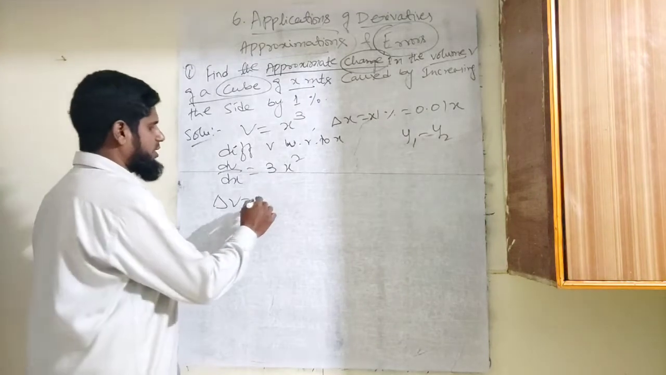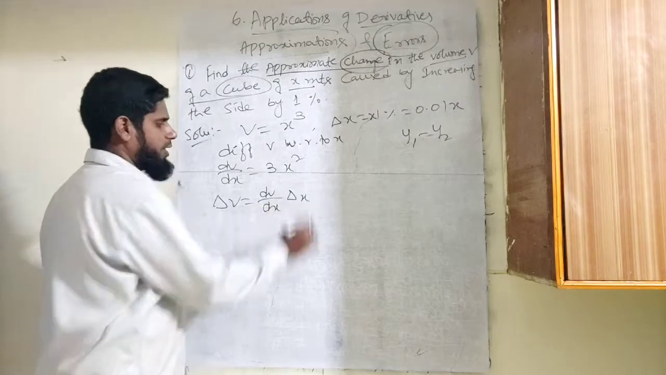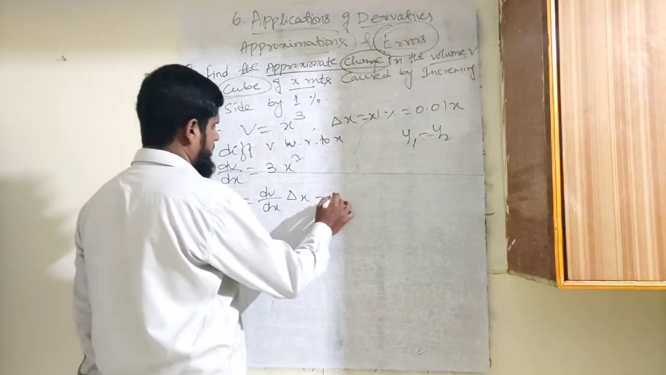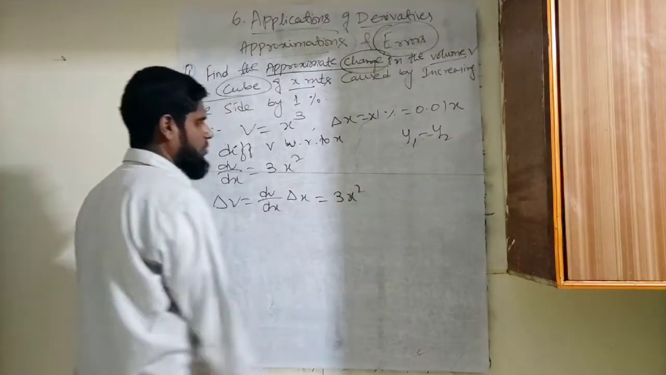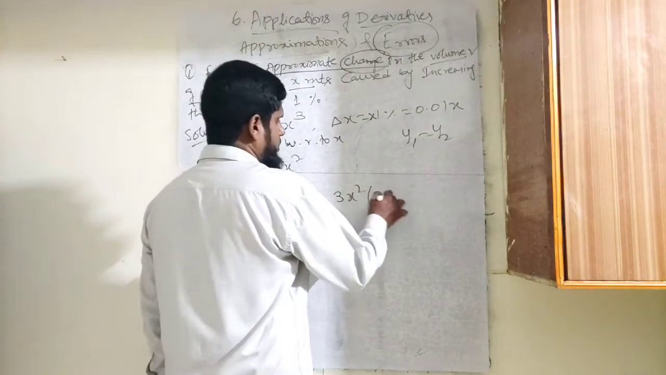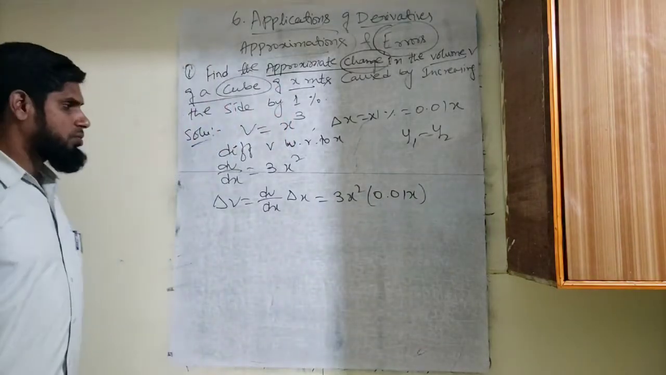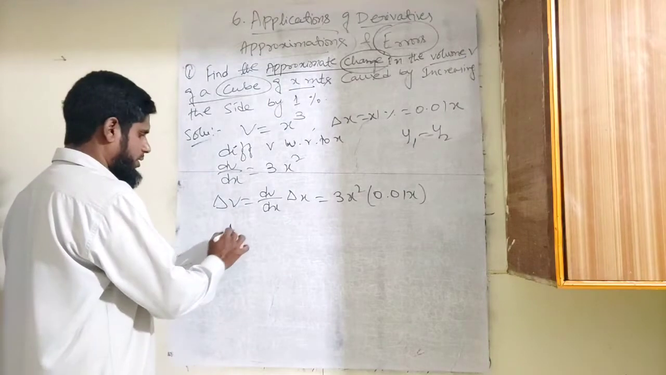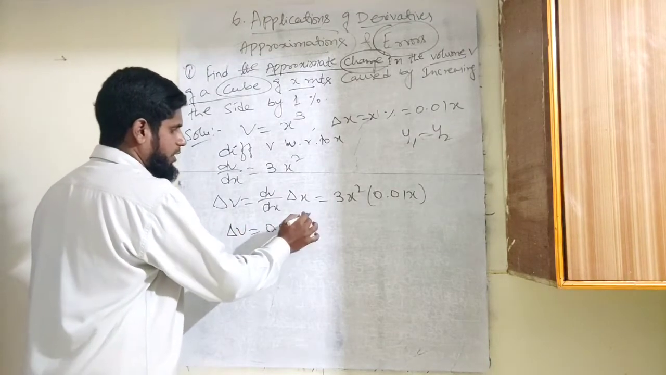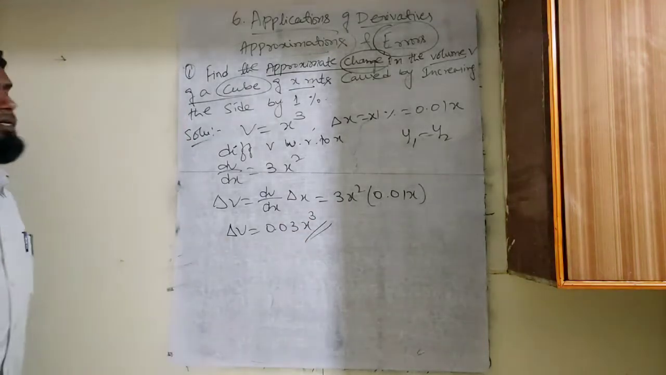So delta V is equal to dV by dx into delta x. What is dV by dx? It is 3 into x square. And delta x is 0.01 x. So finally, my delta V is equal to 0.03 x cube.